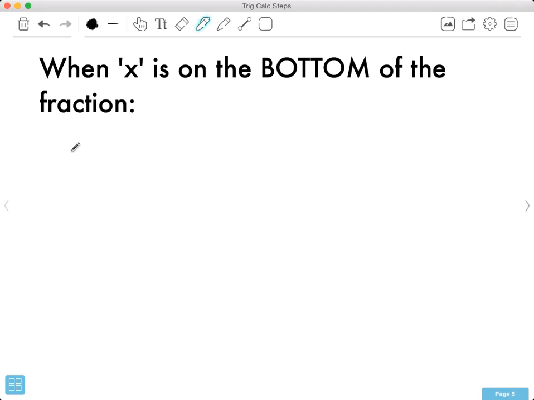That's the most common reason why people end up getting a wrong answer after typing in the right instructions. The next type of question has the x on the bottom of the fraction. So for this one, let's look at this equation. Cos of 67 degrees equals 30 over x. Again, I'm not worried about where this comes from. This comes off the triangle. We're just worried about the calculator steps.